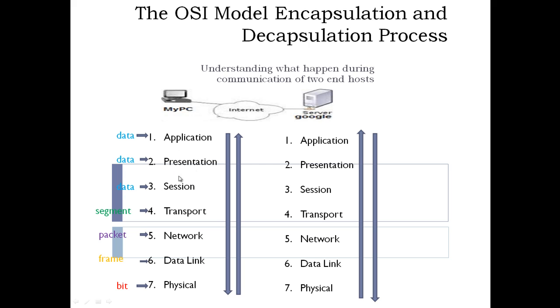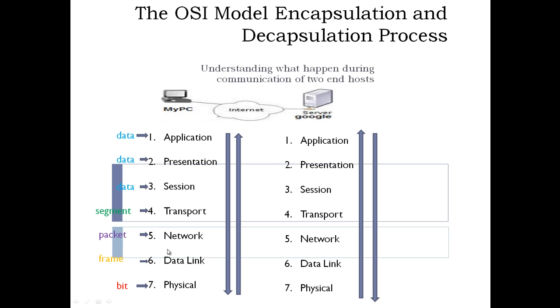The process of my PC requesting the web page from the Google server is what we call the encapsulation process. So what I mean is the data is gonna be encapsulated starting from the transport layer all the way down to the data link layer. The transport layer is gonna add something to the data, and that data is no more called data, it's gonna be called a segment.